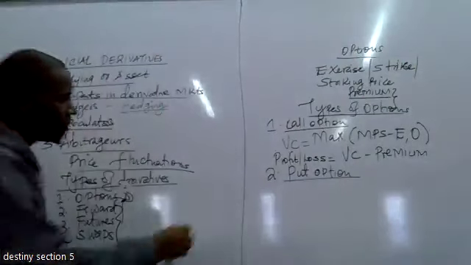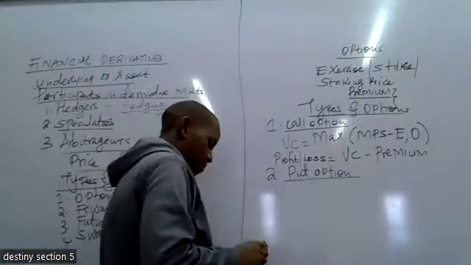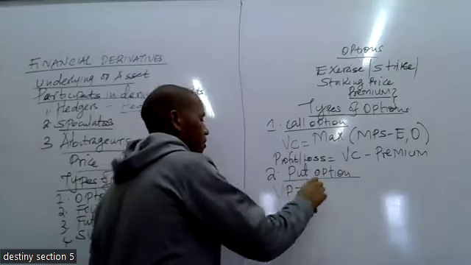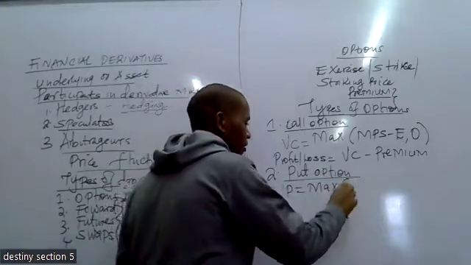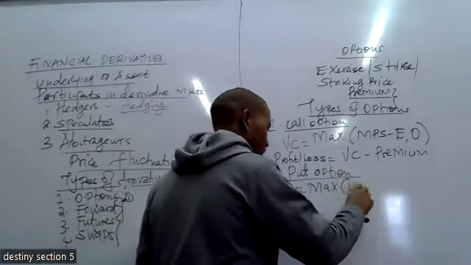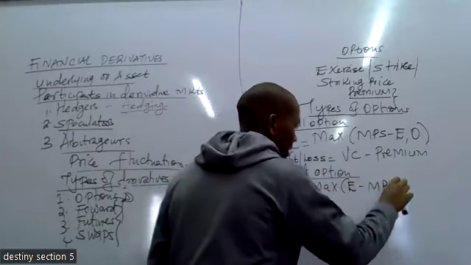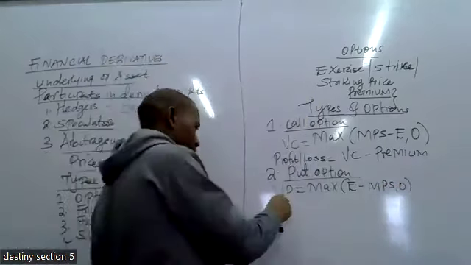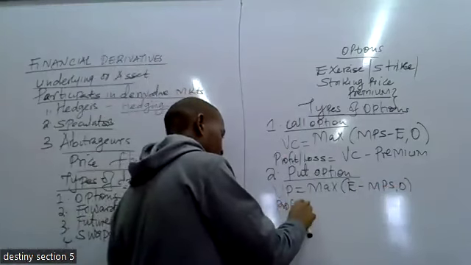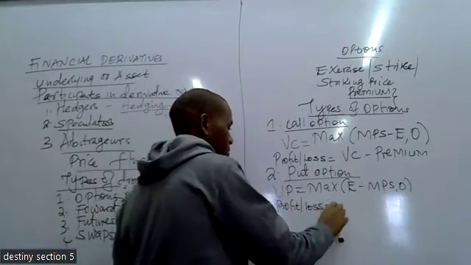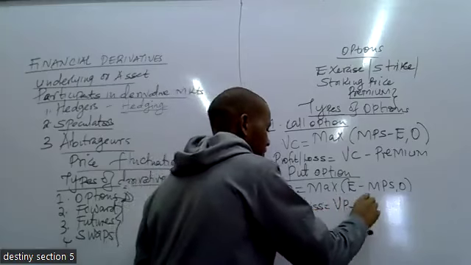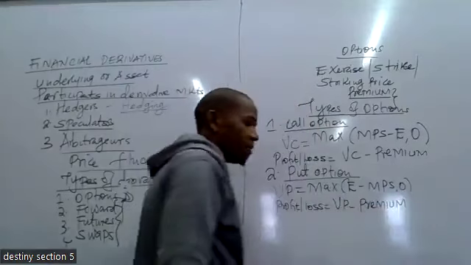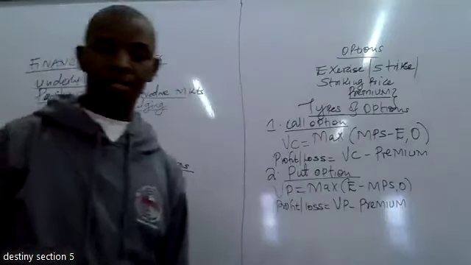Now get the value of the put option. The value of the put option will be given by the maximum of the exercise price minus MPS, compared with zero. Therefore, to get the profit or loss, you take the value of the put option minus the premium.